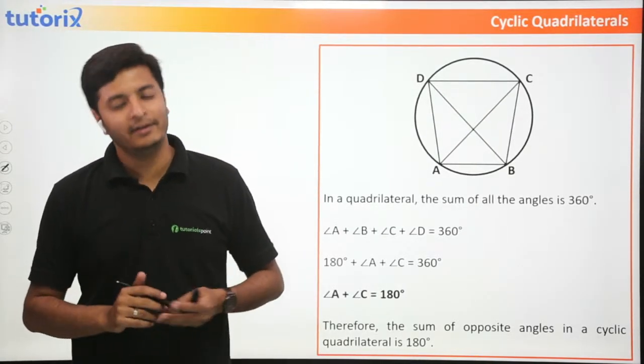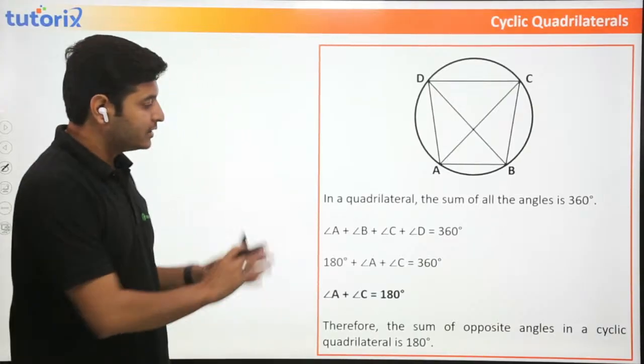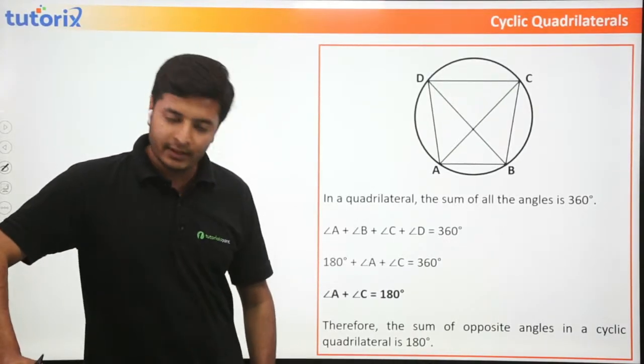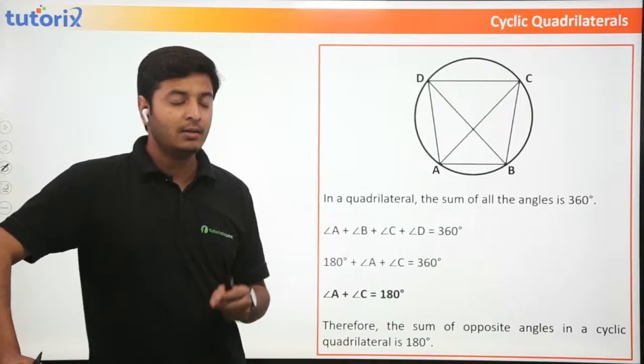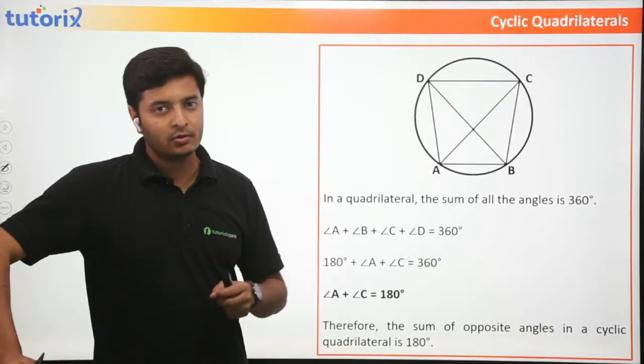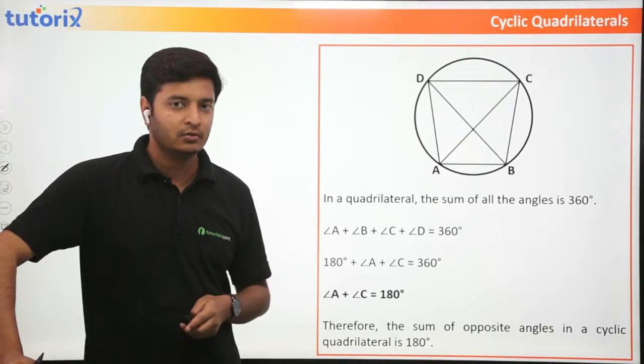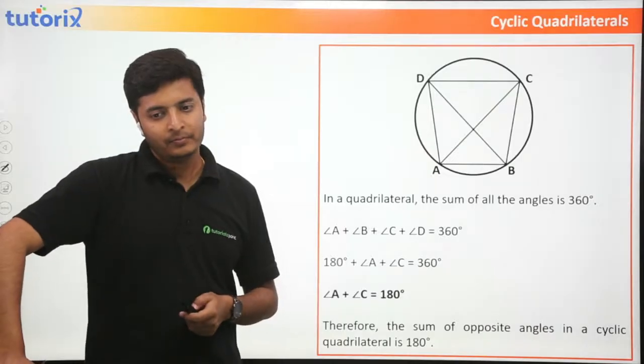Yes, sir. So this is what we need to prove, and this is what we did prove, that the sum of opposite angles of a cyclic quadrilateral is always 180 degrees.